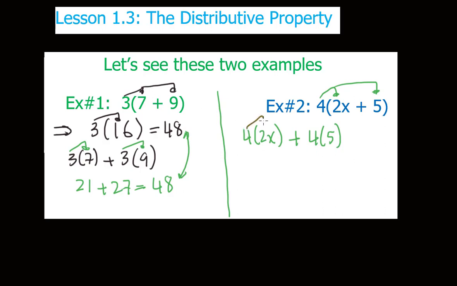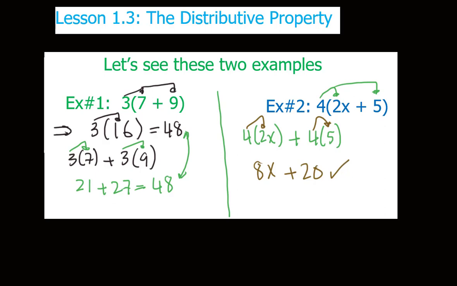So 4 times 2x is 8x. Then plus 4 times 5 is 20. As you can see, we cannot combine like we did 21 and 27, and that's how we ended up with 48. But 8x plus 20 are not like terms because this is a variable expression and this is a numeric expression, so this will be your final outcome.